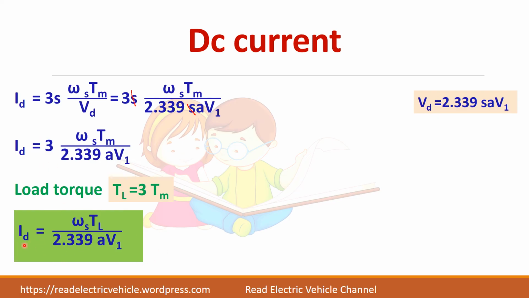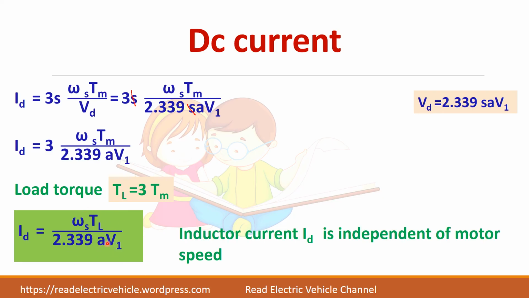So you can see here ID is directly proportional to synchronous speed, load torque as well as stator voltage. So it doesn't depend upon the motor speed. So we can see that this current through the inductor is independent of the motor speed.